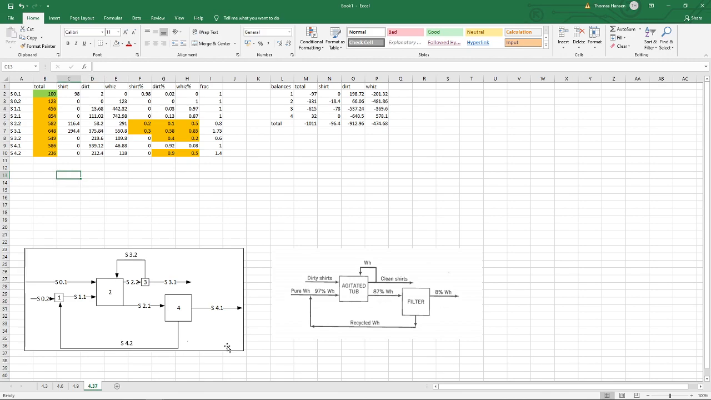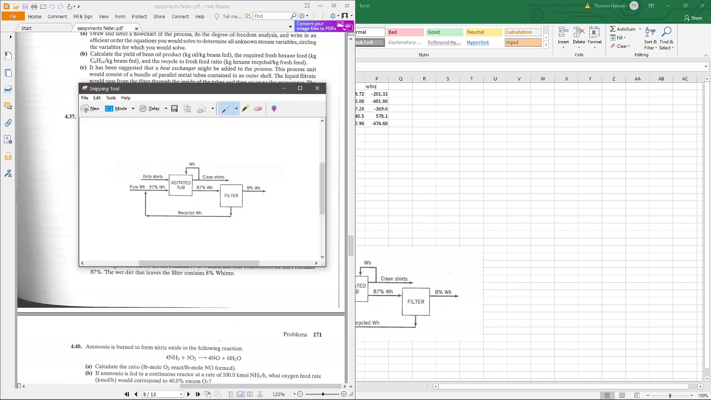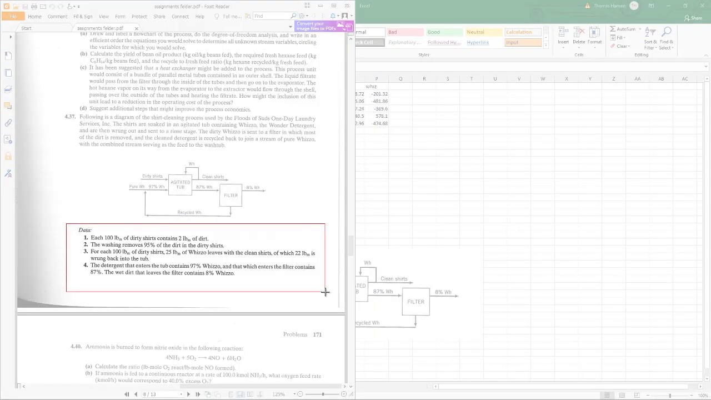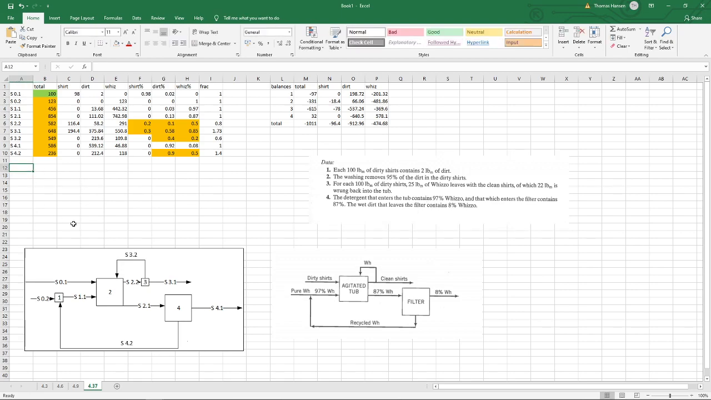Now, we have in this case a bunch of information. Where is my snipping tool? We'll just grab that. Put it in here so that we can see it. We have our equations and conditions. So, what are we being told? We are being told for the second point that washing removes 95% of dirt. What does that mean for our system?